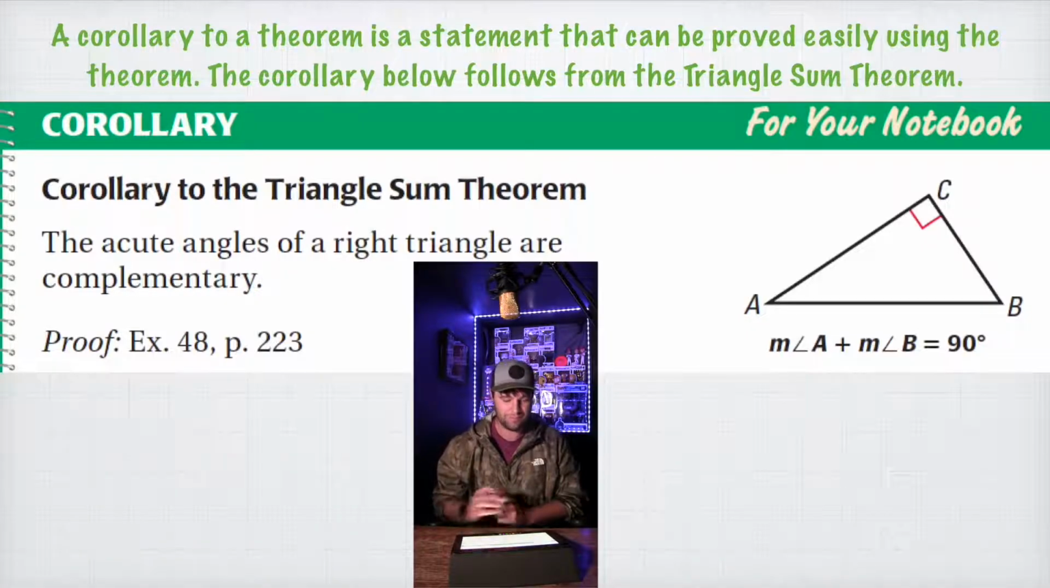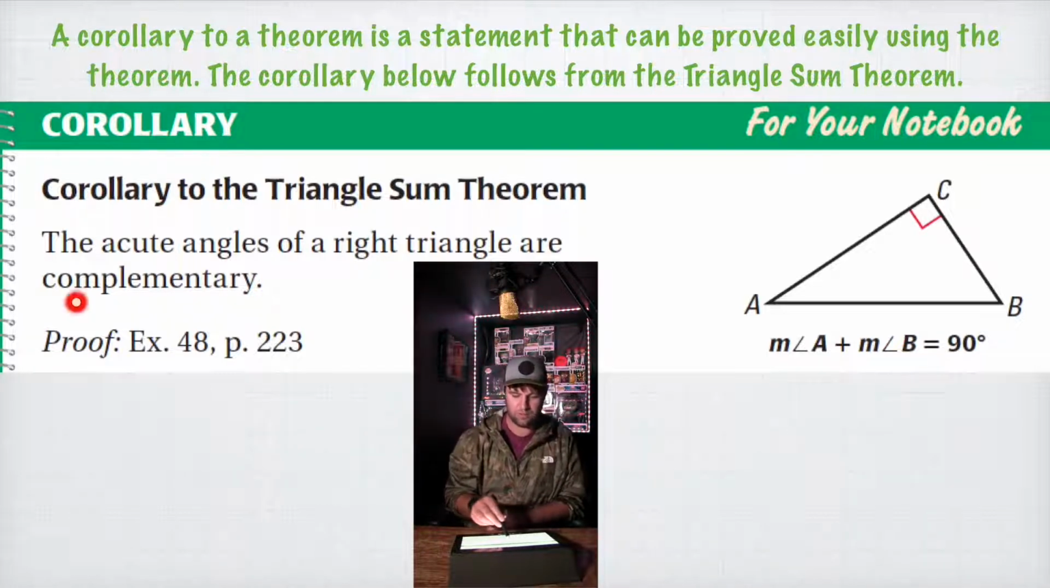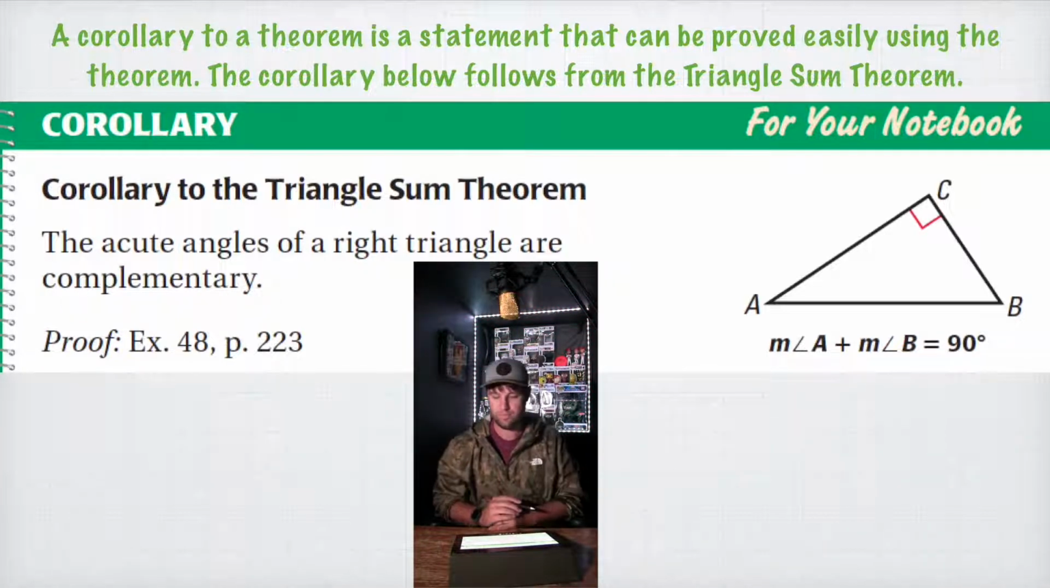Let's keep going. So a corollary to the theorem is a statement that can be proved easily using the theorem. The corollary below follows from the triangle sum theorem. Corollary to the triangle sum theorem: the acute angles of a right triangle are complementary. So if you know that a triangle is a right triangle, its two acute angles will add up to equal 90 degrees. So the measure of angle A plus the measure of angle B equals 90. Okay?